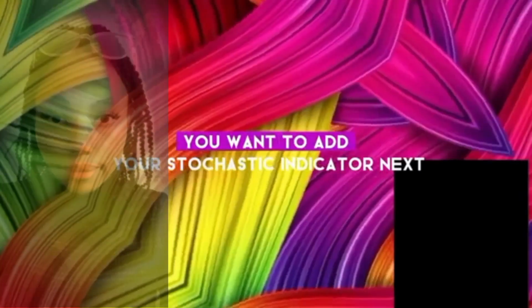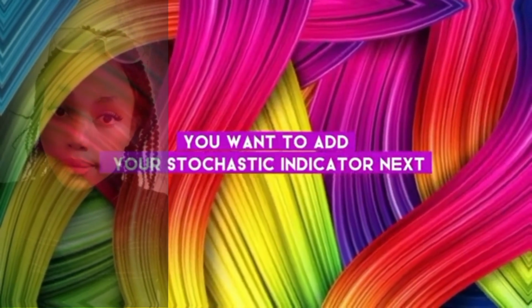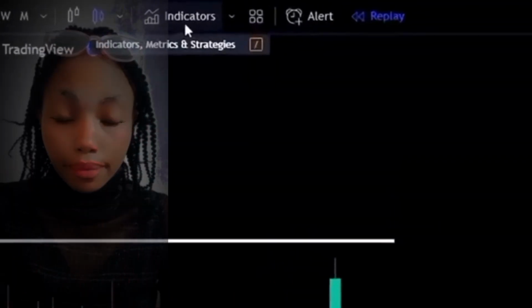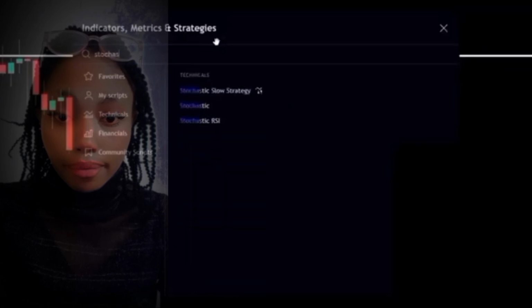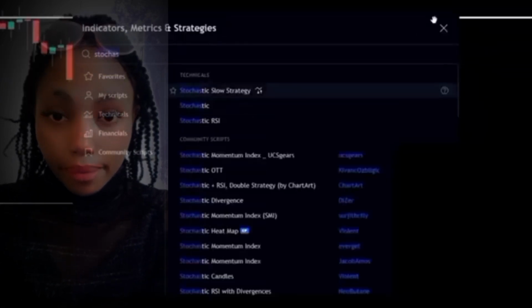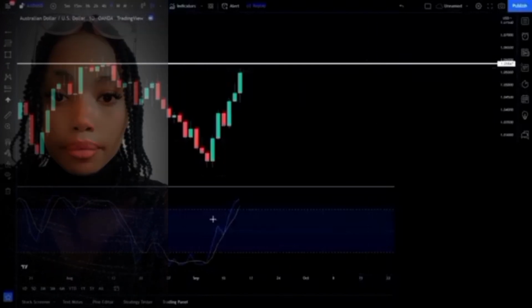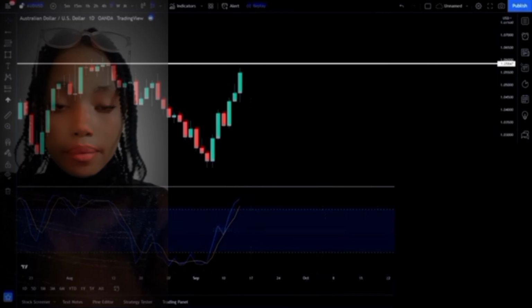And we can do that by looking at overbought and oversold levels. So you want to add your stochastic indicator next. You press this indicator button right here and search stochastic, and just choose the second one right here. And then you can see, now we have a stochastic indicator, and you can just leave the settings as they are.